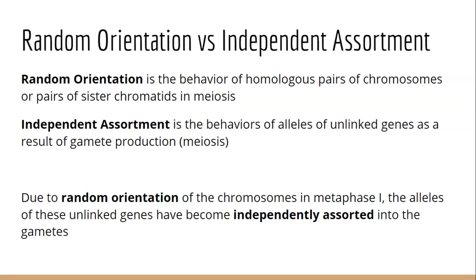Due to random orientation of the chromosomes in metaphase 1, the alleles of these unlinked genes have become independently assorted into the gametes. So Mendel, way back in the day, understood that independent assortment happened. He didn't really know why, because he didn't have the tools to see how these homologous pairs of chromosomes were lining up in metaphase, but he knew that they were assorting independently of one another. And random orientation is the reason why they assort independently. But it is two different things, and you need to understand the difference between the two.